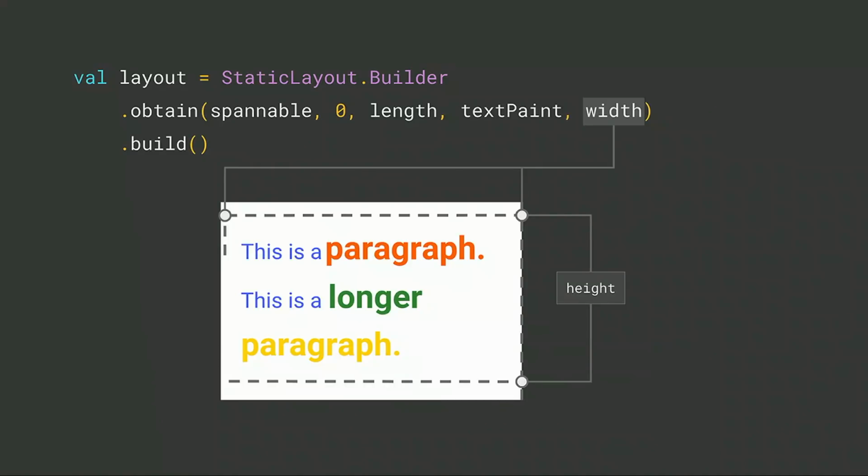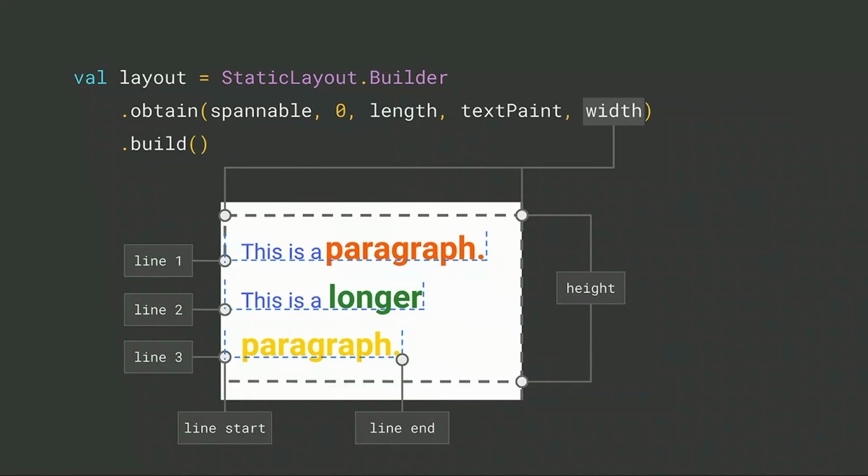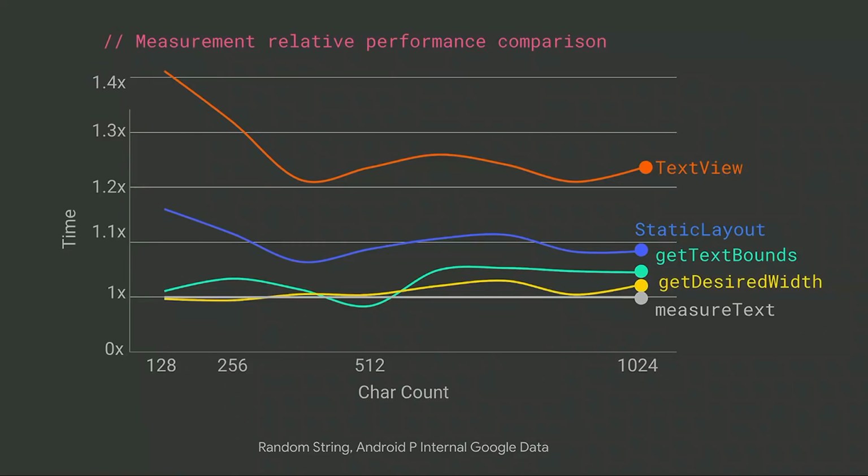So by giving it a width, we can actually calculate the height. On top of that, as Siyamed mentioned before, you will get a lot more information out of your layout object. For each line, it will give you things like the baseline, the line start, the line end, and so on. We've measured the performance of all of these methods next to each other. Measure text is the cheapest.